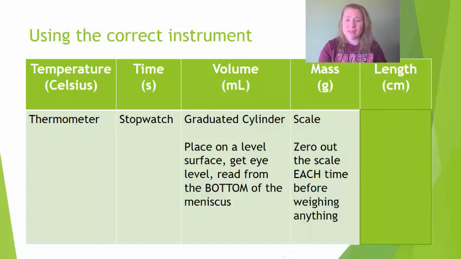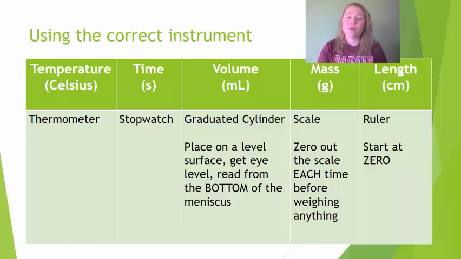When we measure mass, we look at the scale. So we use a little digital scale instrument, and make sure that you always zero out the scale every single time before you use it, just in case there's a slight change in atmospheric pressure that's affecting our scales. You always want your data to be accurate.